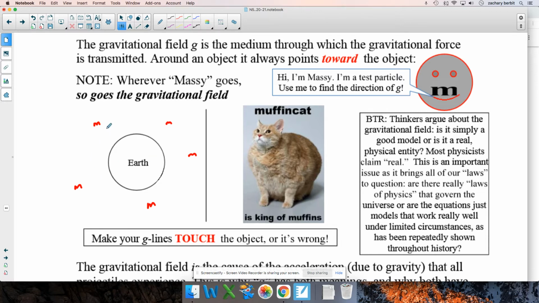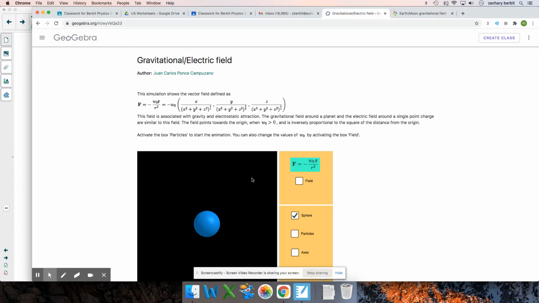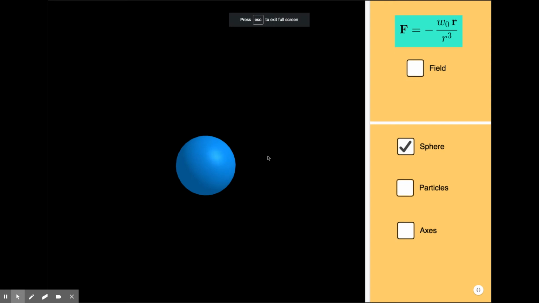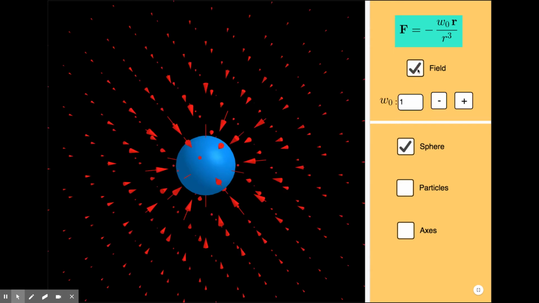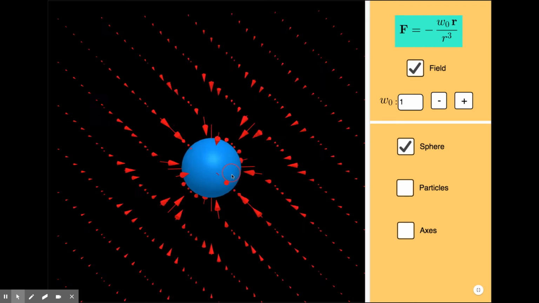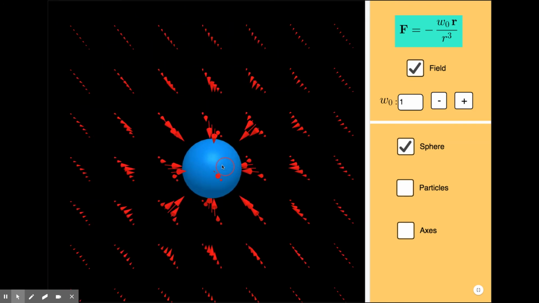So if you put masses, test masses, Massey, this make-believe thing, if you put test masses near the Earth and just let them go, what would happen? And what would happen basically tells you where the gravitational field points. So here's a little simulation of this. We're going to add a sphere like the Earth, and we're going to add the gravitational field arrows, vectors, all around this.